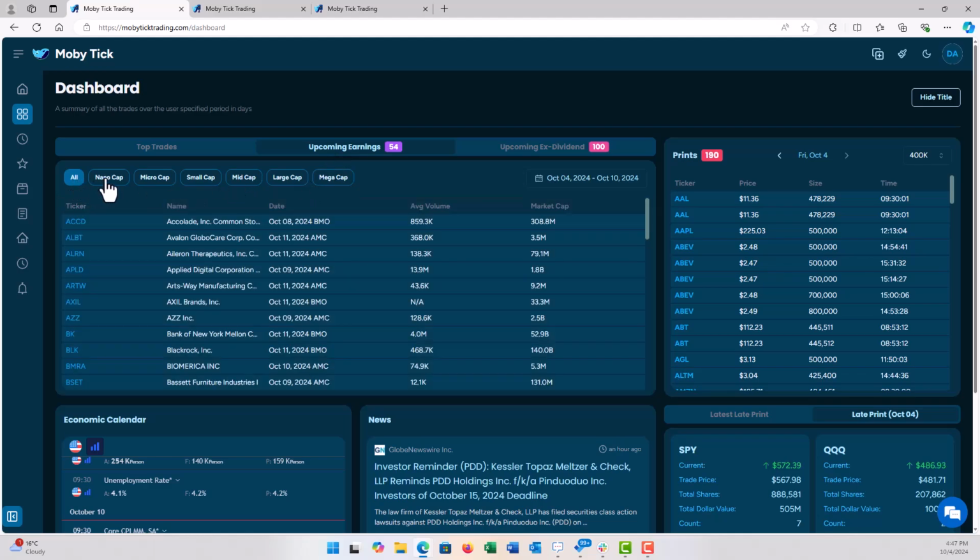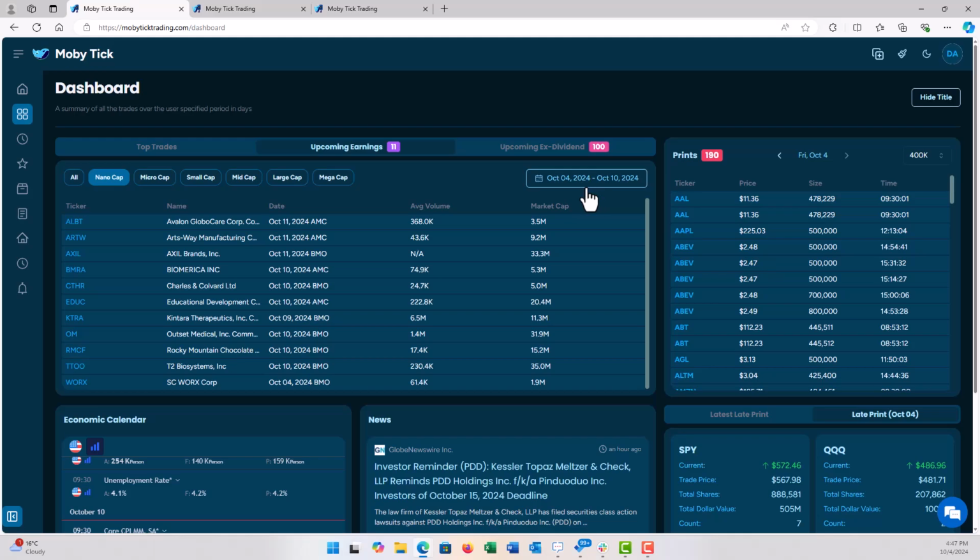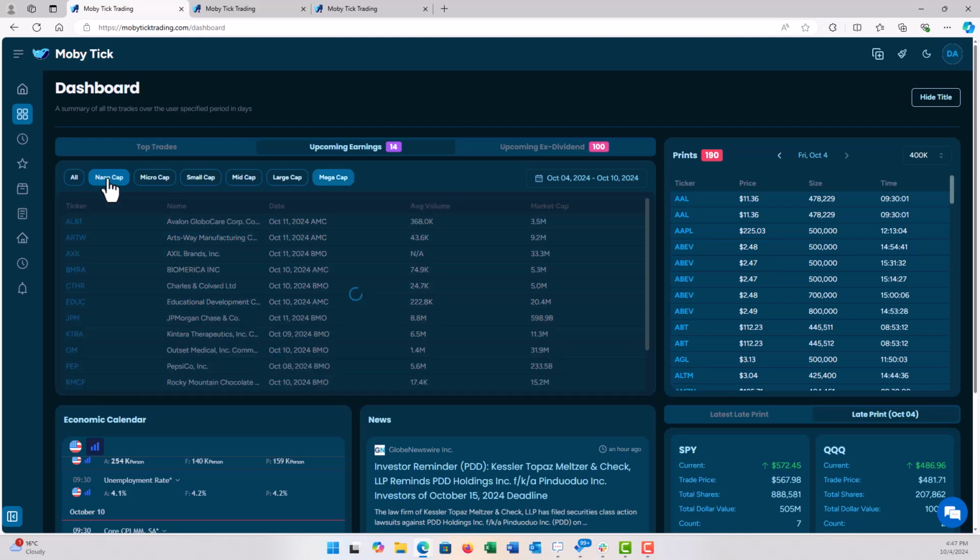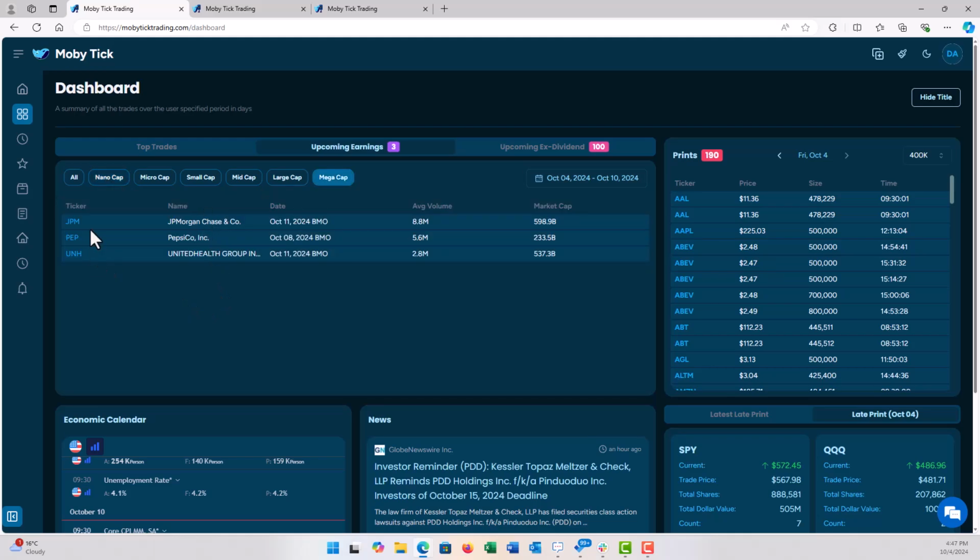Everything here, you can choose nano caps, and you can tell what the value of a nano cap is, because you can see that's pretty much under 50 million. And so these are the earnings coming up in the next week. We can start with the megas and see JP Morgan is October 11th before the market open. Pepsi's October 8th, and United Health is October 11th.